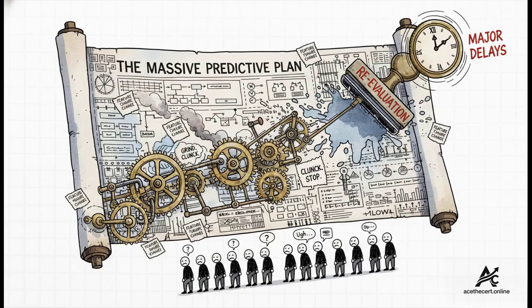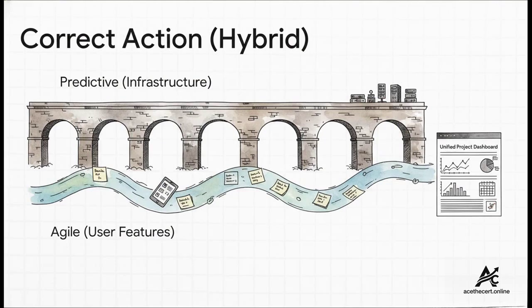And what happens? Well, every single time a stakeholder had a cool new idea for a feature, the whole project plan had to be formally stopped, reevaluated, and reapproved. It created a nightmare of delays and, frankly, it just frustrated everybody. And here it is, the light bulb moment. The correct move is to use a hybrid model.